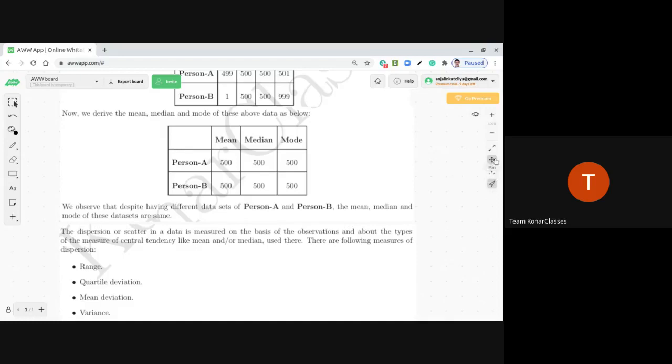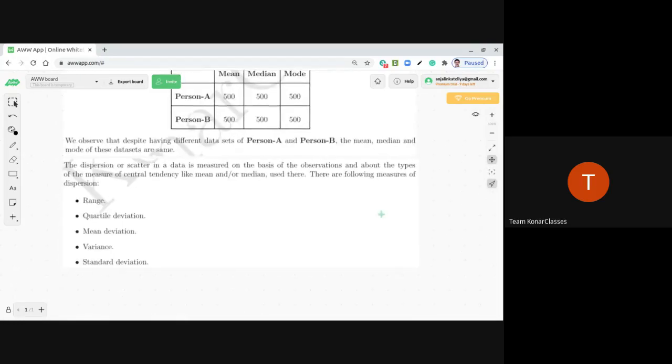And what are the measures? Here are the measures. The first one is called the range, as you see, dear students. Second one is called the quartile deviation. Third one is called the mean deviation. And fourth one is called the standard deviation. And variance is related to that.